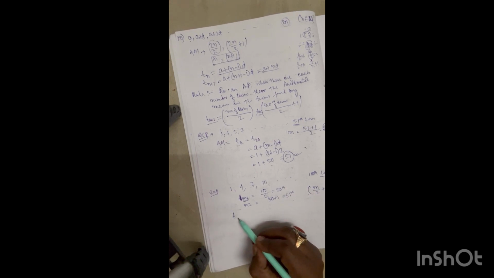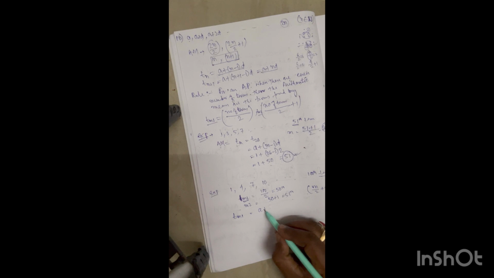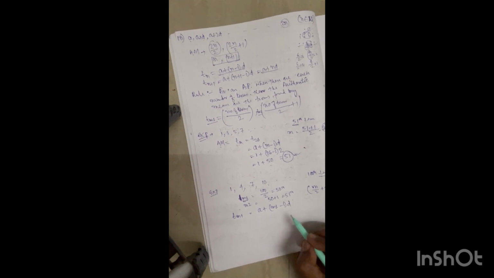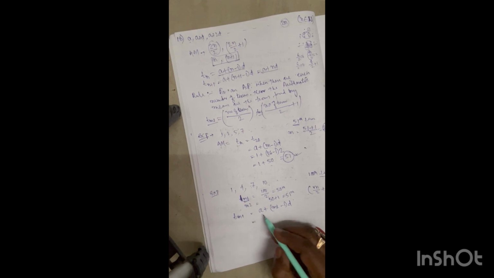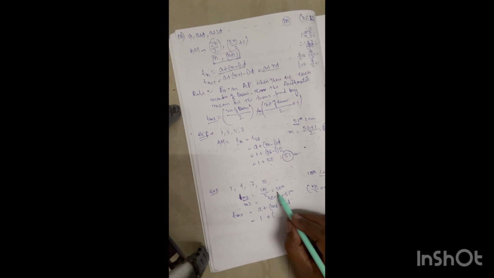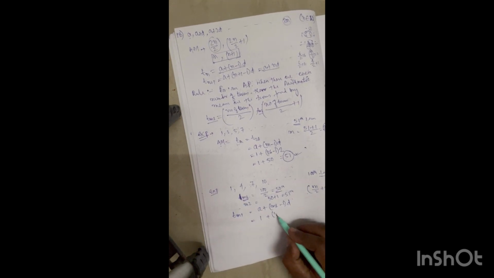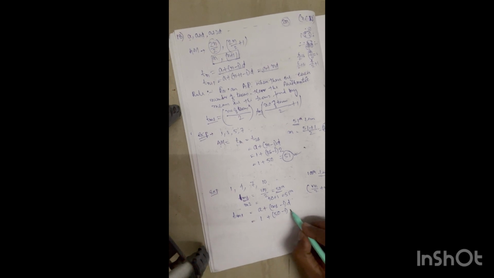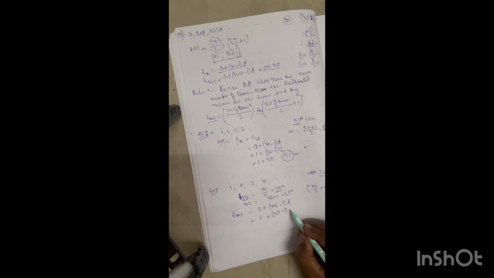So the term value of m1, if I want to calculate, will be calculated by a plus (m1 minus 1) into d. You can understand that a here itself is 1, and m1 is nothing but 50, because m1 has been derived as 50 by the formula. So you will put 50 here, minus 1, into d, which is equal to 4 minus 1 or 7 minus 4, you will get 3.